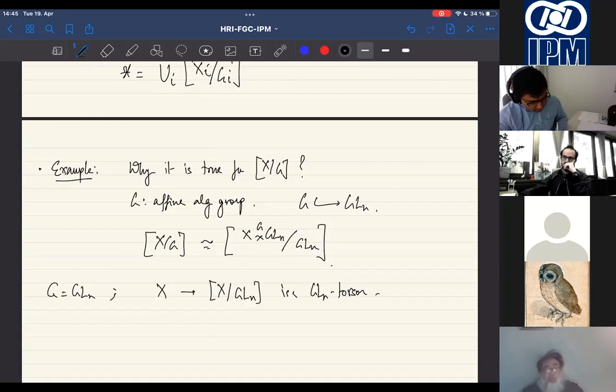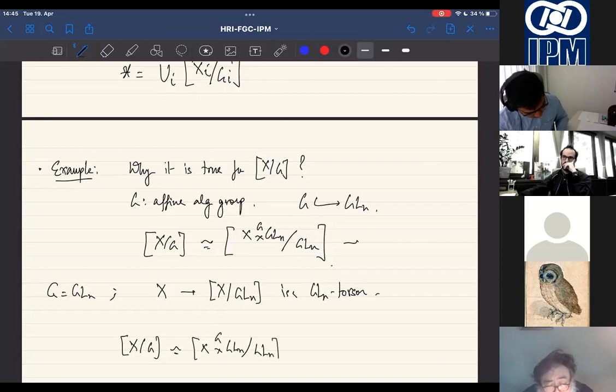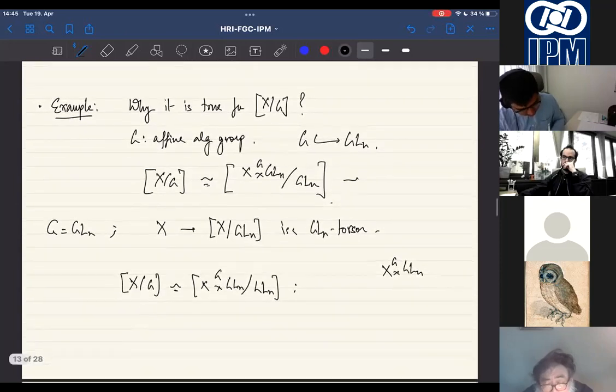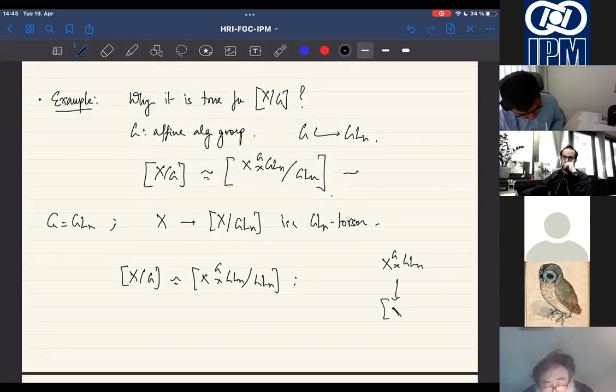But now in this case, what I can do is this: if my X mod G is X times GL_N mod G, then you have X times GL_N to X mod G, which is a GL_N torsor now.